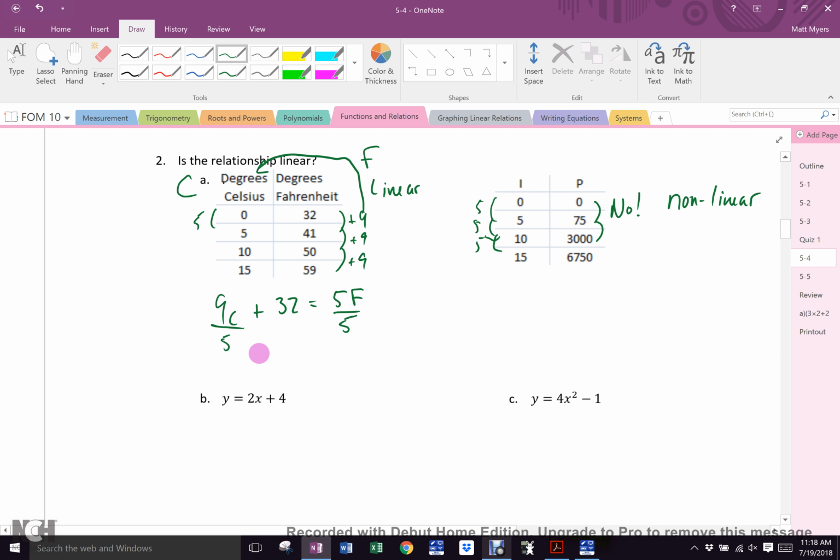So now let's check. Now I've got 9/5 C plus 32 equals F. When C is 0, 9/5 times 0 plus 32, is that 32? Yep. When C is 5, the 5s are going to cancel, right? So 9 is left over. Is 9 plus 32 41? Yep. What's going to happen with the 10s? 10 and 5 are going to cancel, yes? 10 divided by 5 is 2. What's 2 times 9? 18. Is 18 plus 32 50? There's my equation.